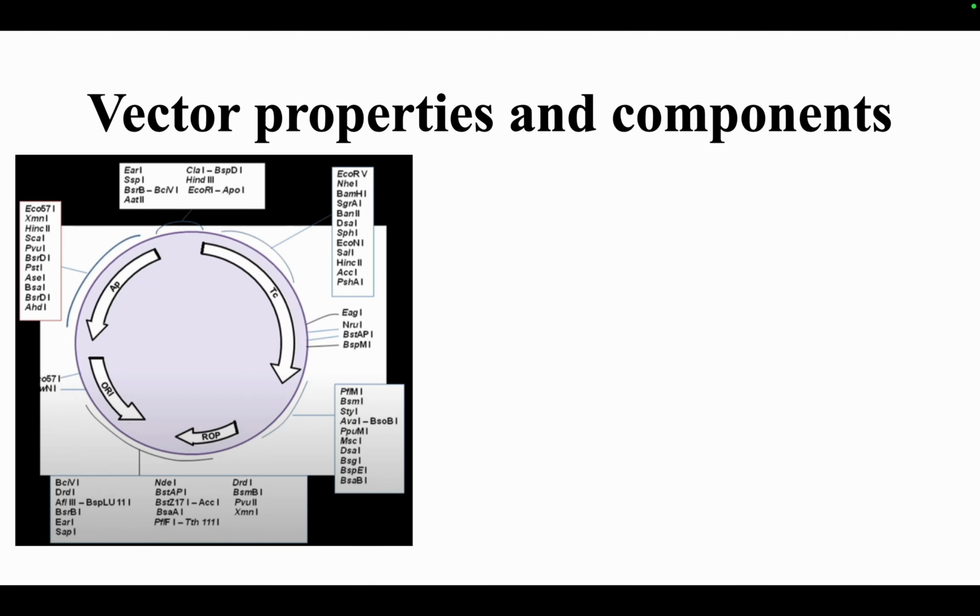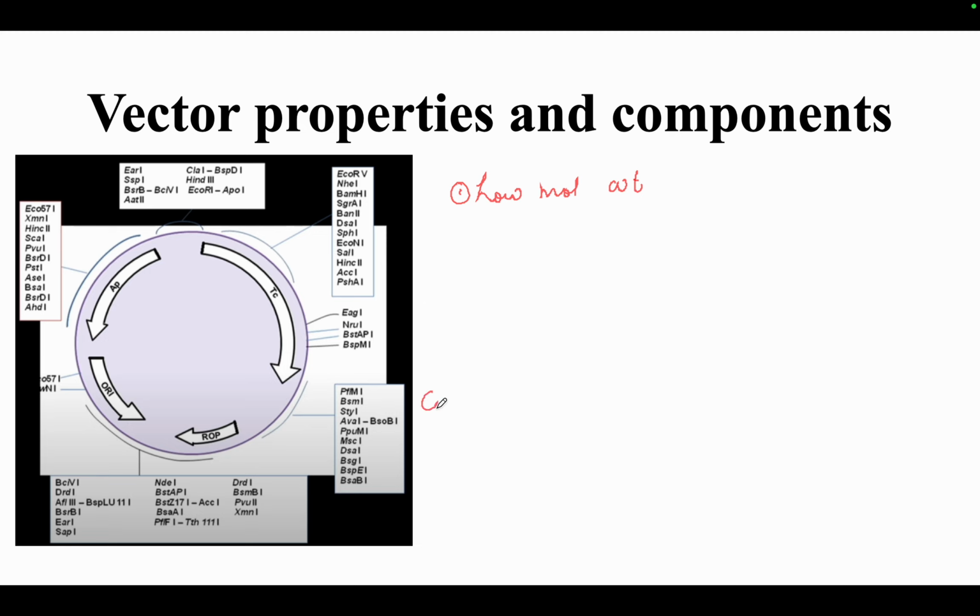So again, what are the different vector properties? There are different types of vectors: bacterial vectors, yeast vectors and eukaryotic vectors. So what are the ideal properties that we must have? Property one is it should be low molecular weight. For example, this is a vector. Okay, so it should have a low molecular weight itself. So it has multiple components.